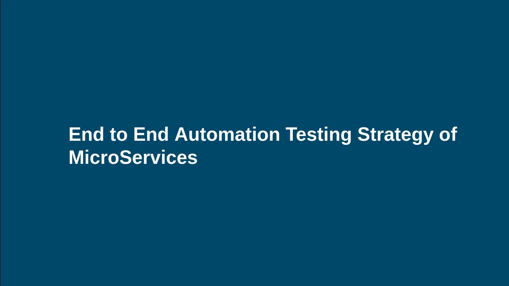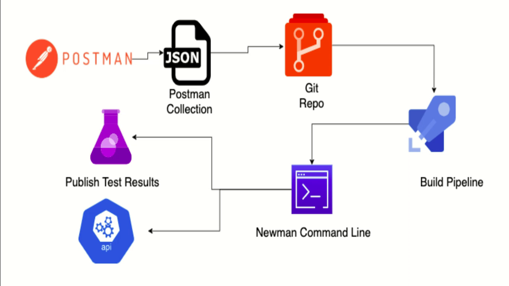End-to-end automation testing strategies of microservices. We will see how we can do end-to-end testing and how we can follow the approaches to test the microservices APIs. To test the microservices APIs, Postman is the best tool, and in Postman we create collections and put all the API requests, then test the requests.